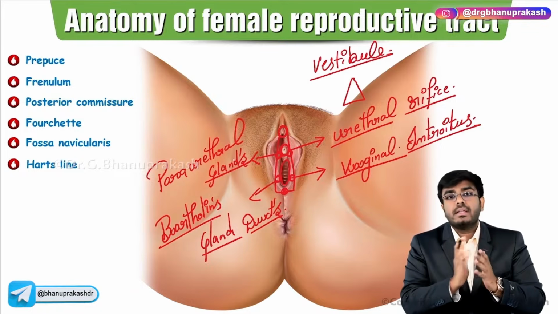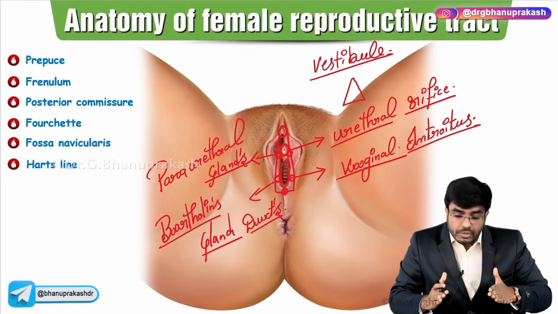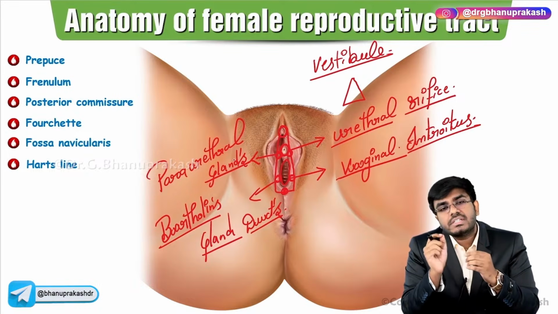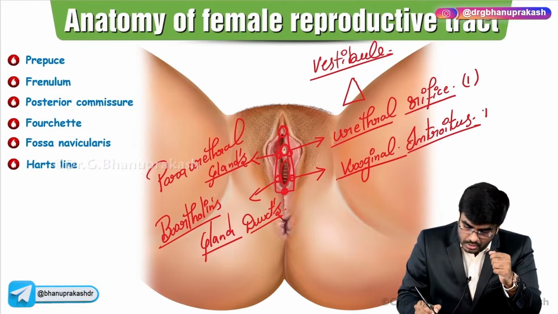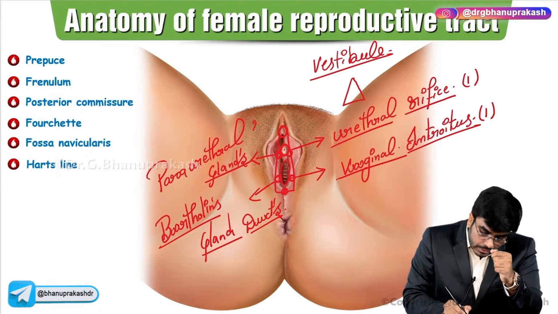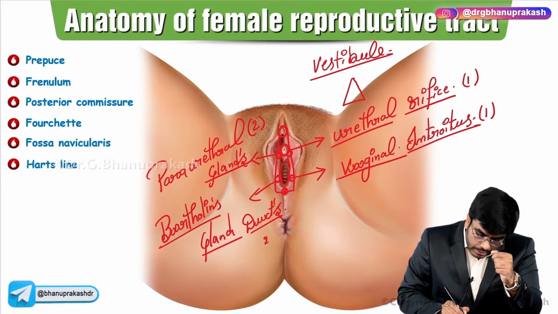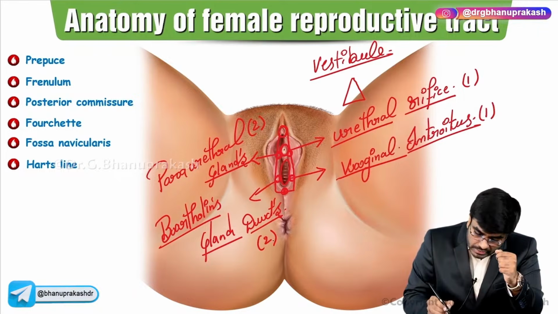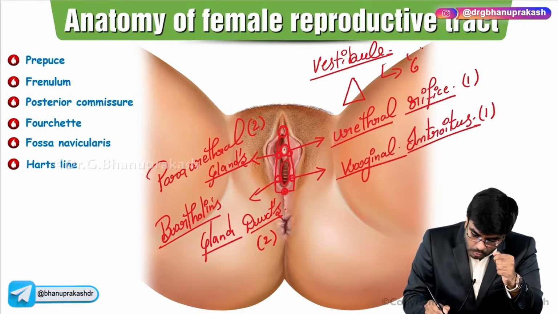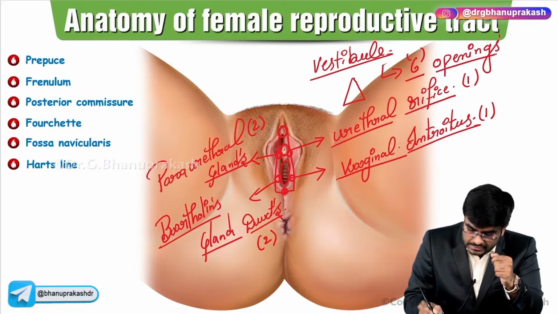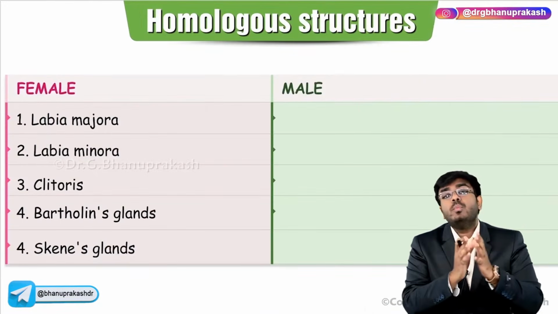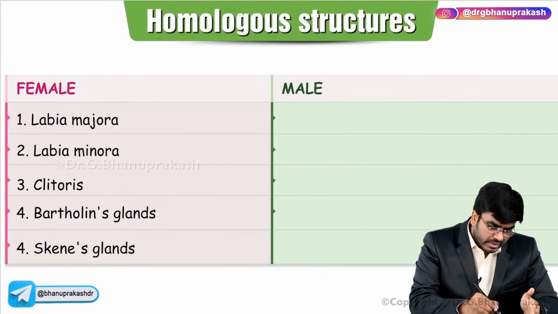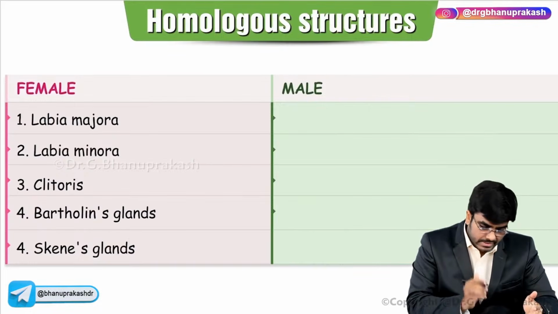So into the vestibule, which structures are opening, guys? It's the urethral orifice, one structure; the vaginal introitus, one opening; two ducts of the paraurethral glands; and two ducts of the Bartholin glands. So in total, 6 openings are present in the vestibular space. Now after seeing this, let's see a few more important points, guys. You can expect one MCQ from this area.